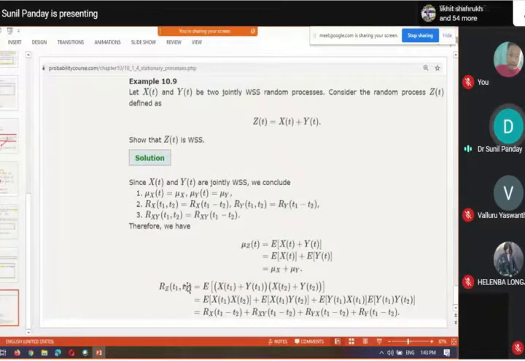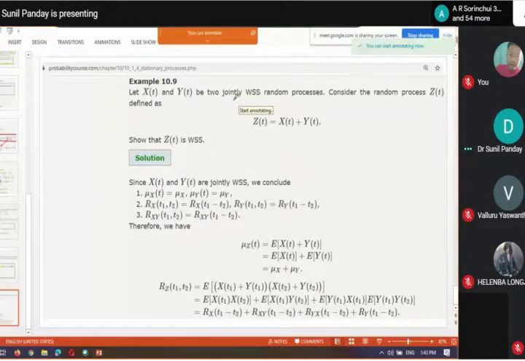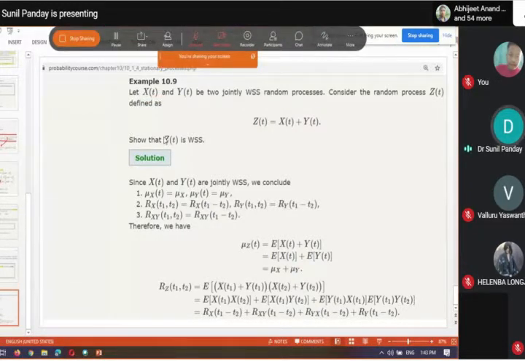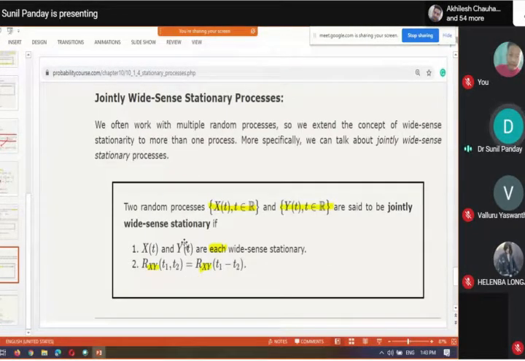Okay, we'll see one problem. Let xt and yt be two jointly wide sense stationary random processes. Jointly wide sense stationary means these processes: xt itself is wide sense stationary, yt itself is wide sense stationary, and Rxy(t1, t2) is a function of Rxy(tau), the time difference. Okay.